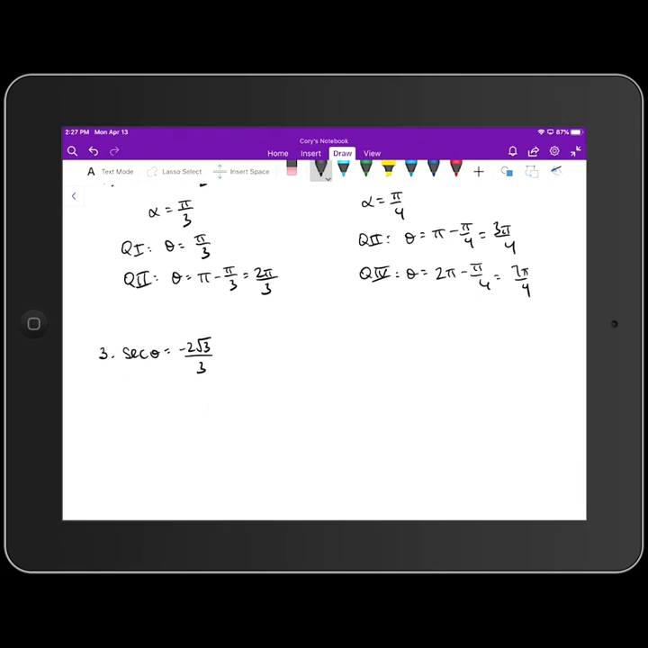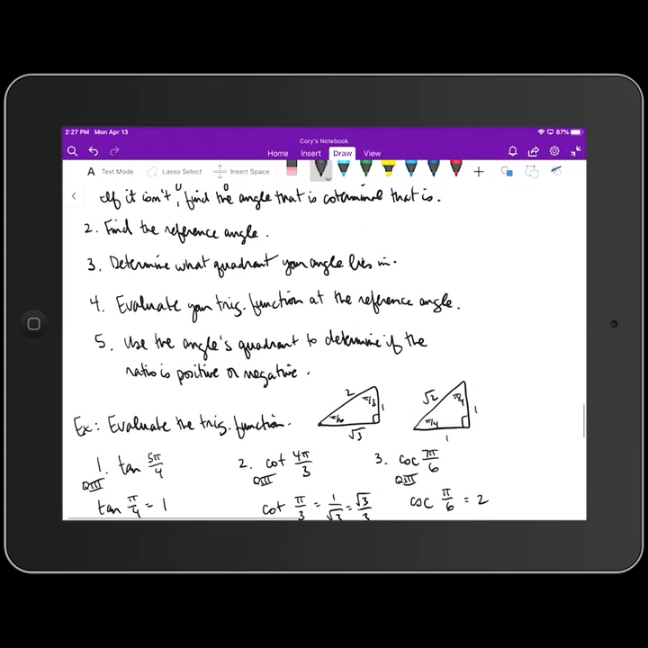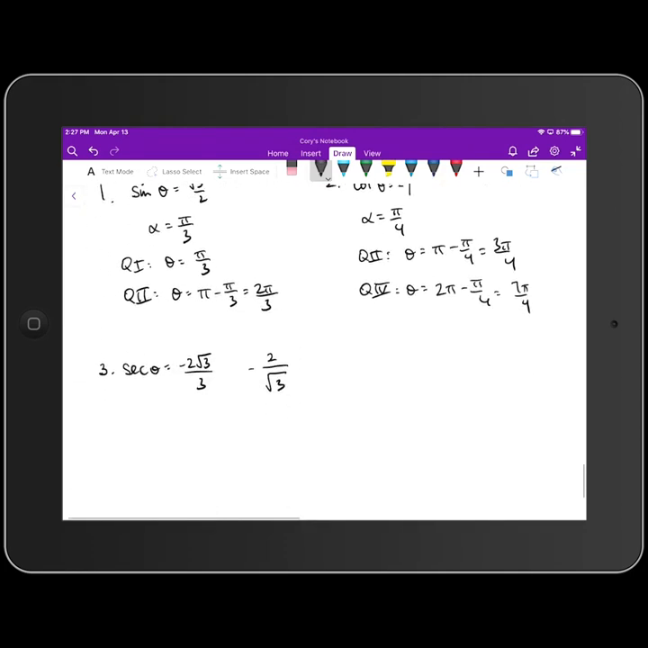Okay, for number 3, the secant of theta is -2 rad 3 over 3. Another way for me to write this is -2 over rad 3, before I rationalize that denominator. So we want to go to the reference triangles. The secant of what angle is 2 over rad 3? Well, secant is hypotenuse over adjacent. So the reference angle there is going to be pi over 6.